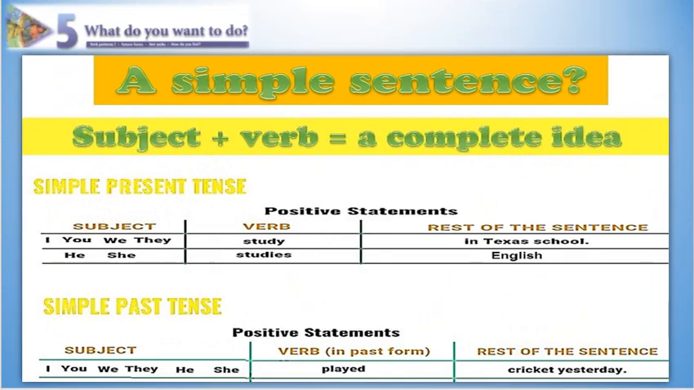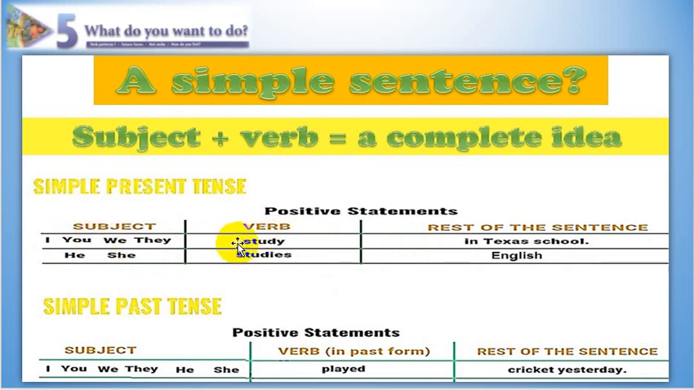Now, what is a simple sentence? A simple sentence in the English language consists of a subject plus a verb that conveys a complete idea or thought. Subject and a verb make a sentence that gives a complete thought. We already saw that in simple present tense, in positive statements, for example, subject, verb, and the rest of the sentence. With I, you, we, they, the verb is in its simple present form.